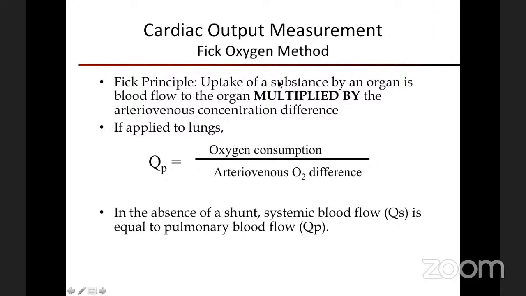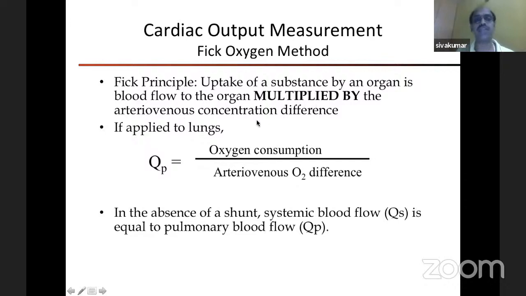The Fick principle states that the uptake of a substance by an organ is equal to the blood flow to the organ multiplied by the arteriovenous oxygen difference. So let us apply it to the lungs. The amount of blood flow to the organ is QP. So QP multiplied by the arteriovenous oxygen concentration difference, that is PV minus PA, is equal to the uptake of the substance. The uptake of the substance is oxygen consumption.